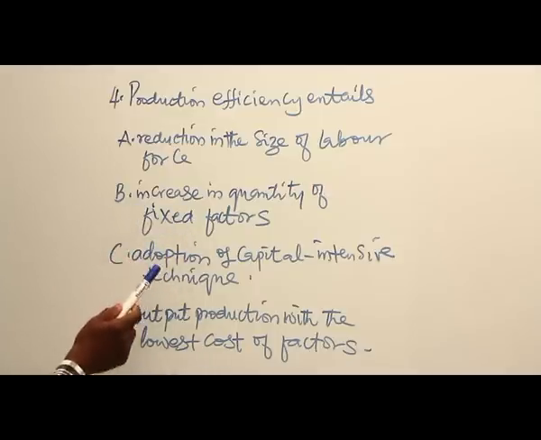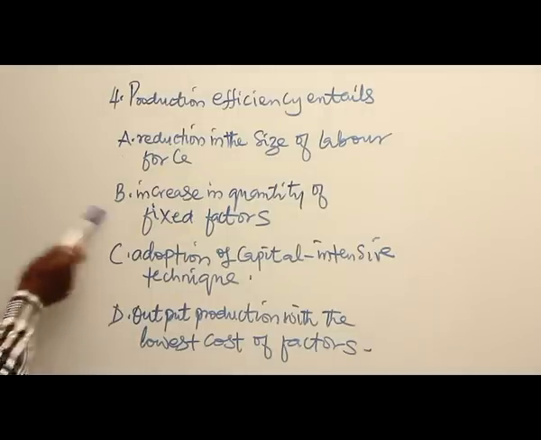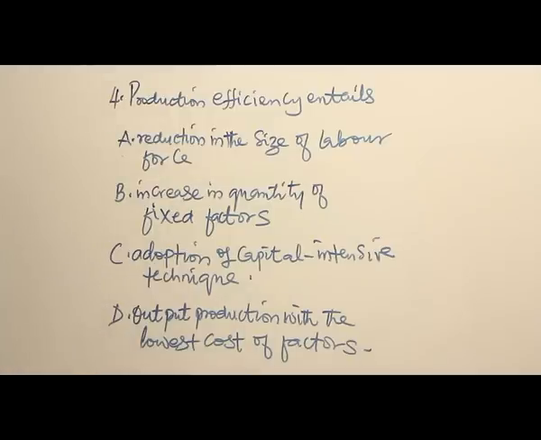B, increase in quantity of fixed factor. If fixed factors are increased, that of course will not talk about production efficiency, because by definition, production efficiency will arise if the output ratio is greater than the input ratio. So, B is not correct. C, adoption of capital intensive technique. Capital intensive technique is one of the problems of how to produce, one of the economic problems of society. So C is not correct.